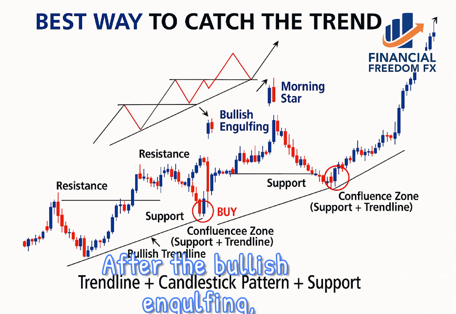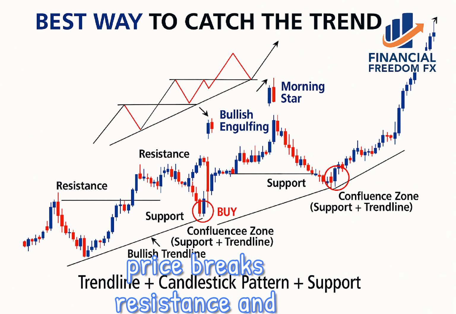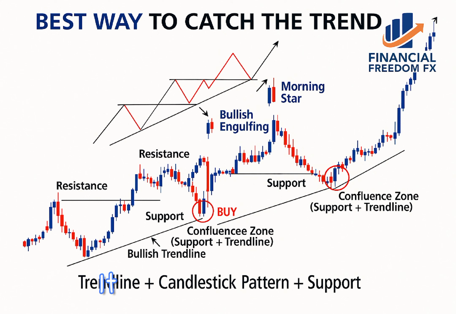After the bullish engulfing, price breaks resistance and forms a new high. It then pulls back, and once again, where does it stop? Right at the support and trendline zone, another confluence area. This time, a morning star pattern appears. This is a three-candle bullish reversal pattern.